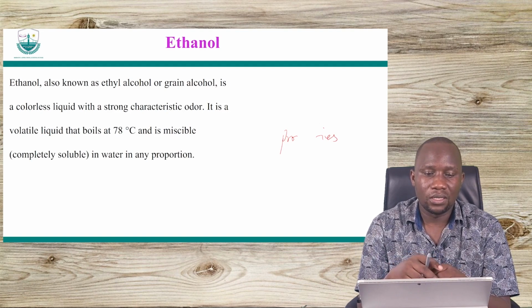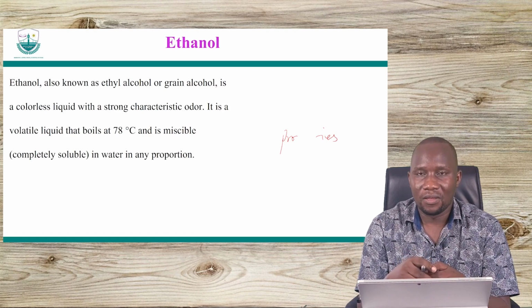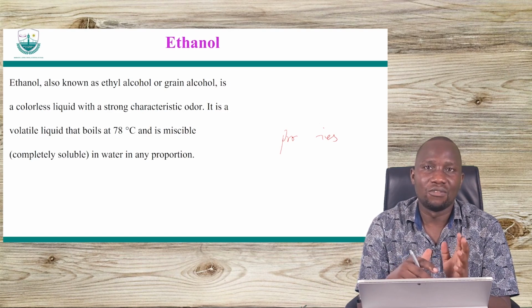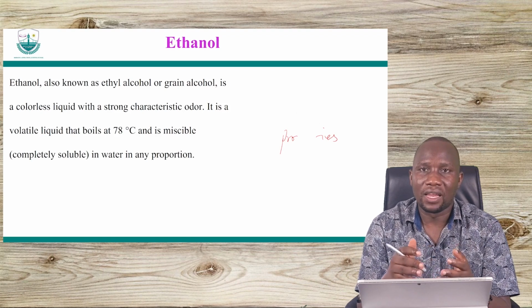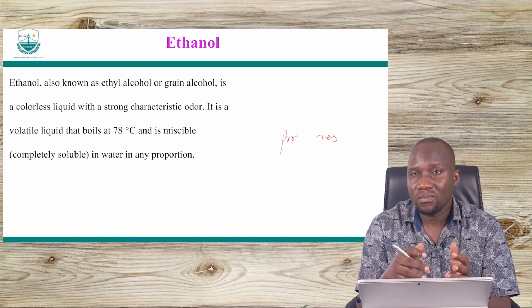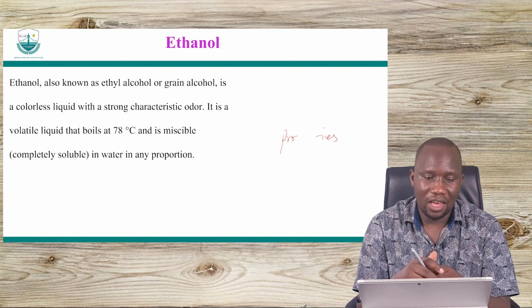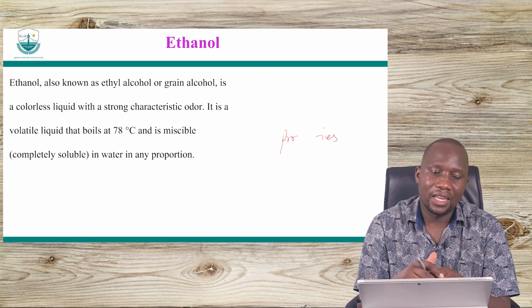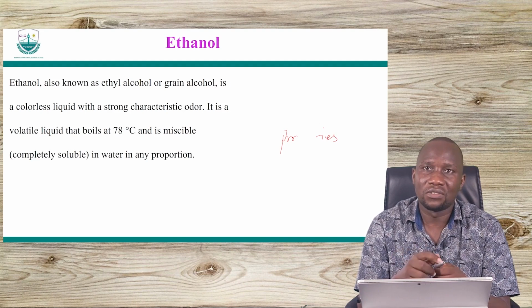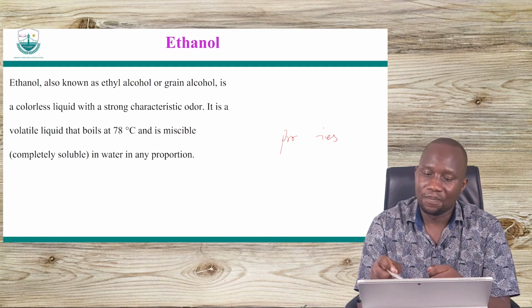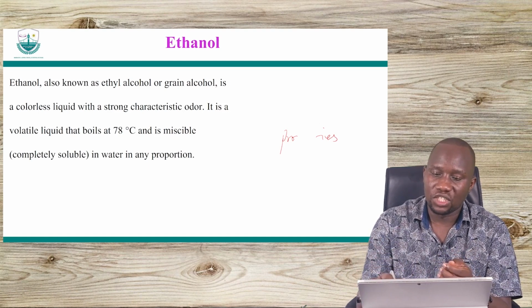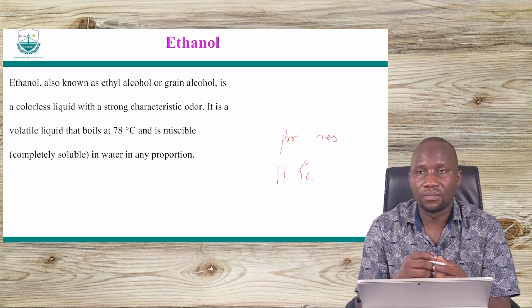We can also call it ethyl alcohol or grain alcohol. I believe that you have seen alcohol being made in your village, where banana or grain are mixed in a particular way to make this alcoholic drink. That is basically ethanol. It is colorless, it is volatile, and boils at a temperature of 78 degrees centigrade. That means that it boils at a lower temperature than water, which boils at 100 degrees centigrade.